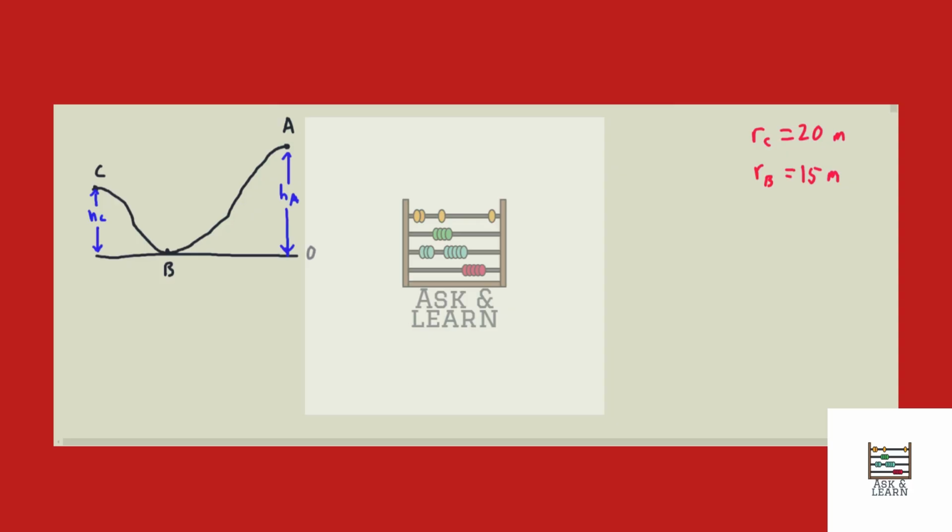In this problem, we have a roller coaster starting at a maximum height at rest, and it's going to go through two loops at points B and C. We want to find the two heights HA and HC, and their relation, such that we do not encounter a normal force equal to 0, and we do not encounter a normal force greater than or equal to 4 times the weight of our passenger.